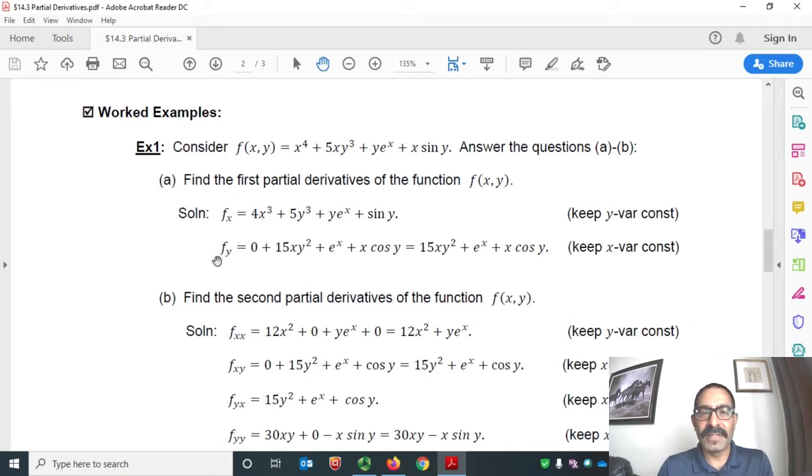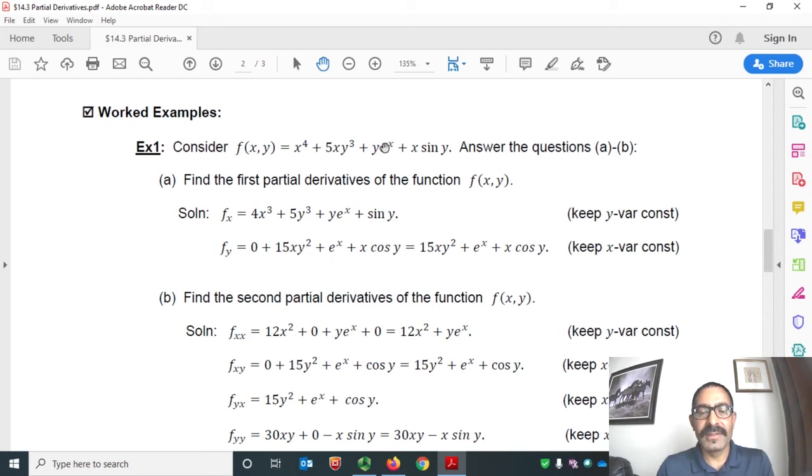Similarly, the partial derivative of f with respect to y, so keep x constant, so x to the power 4 is constant, so this becomes 0. Similarly, 5x is constant, y cubed becomes 3y squared, so 3 times 5 is 15xy squared.